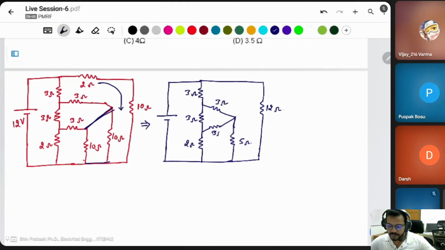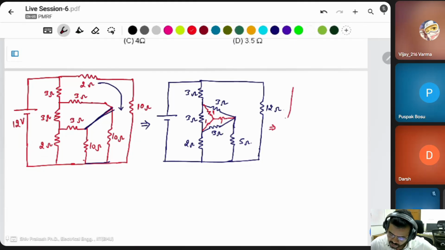The next question is: determine the equivalent resistance faced by the voltage source if S1 is closed and S2 is open. We have to find the equivalent resistance faced by the voltage source between these two terminals. It is given that S1 is closed and S2 is open.